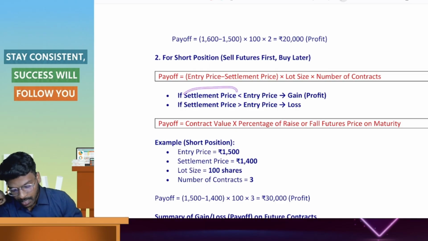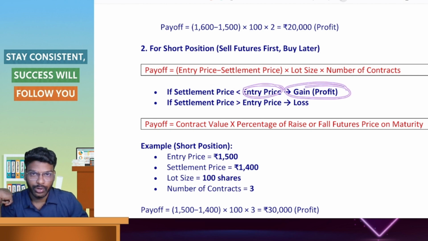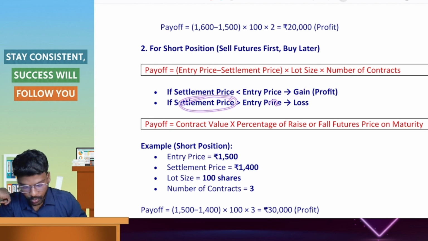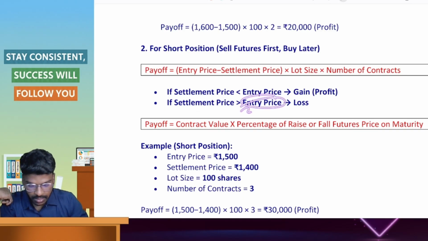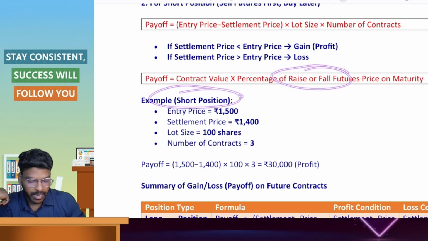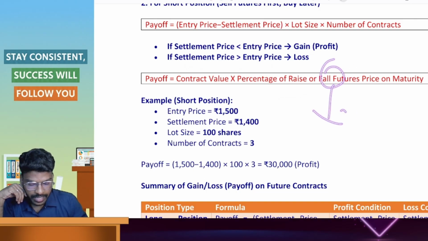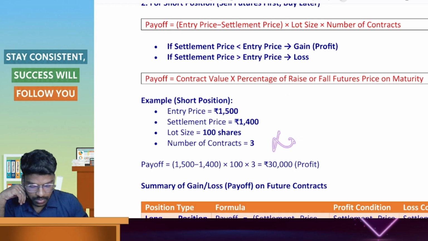If the settlement price, in the case of Mr. B, is lower than the entry price, he will get a gain. If the settlement price is more than the entry price, then he will get a loss. In case of a short position, if a fall percentage is given, then gain. If a rise percentage is given, loss.